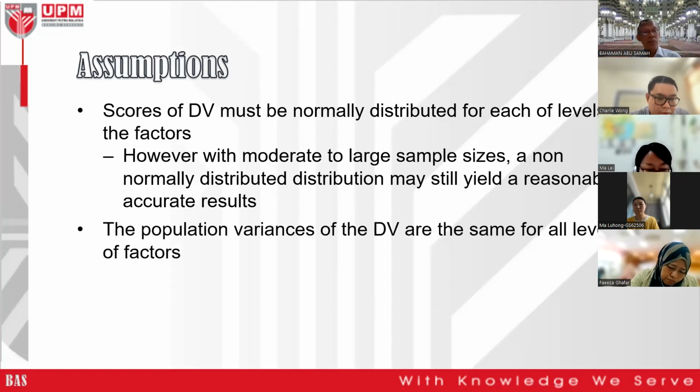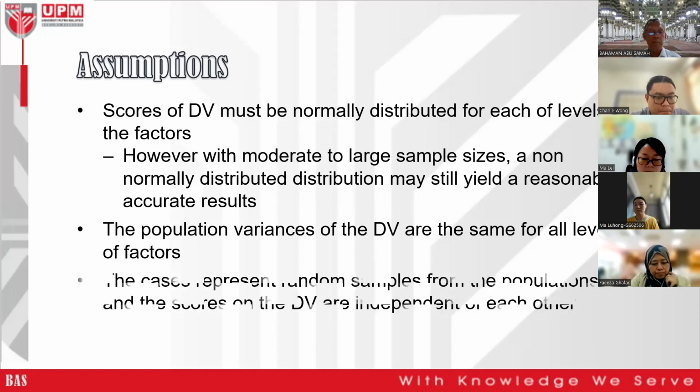Okay, the second assumption that we need to fulfill here is that the population variances for the DV are the same for all levels of the factors. I mean, we are talking about the equality of variance assumption, as we did earlier for one-way analysis of variance. The population variances for the DV are equal for all the levels of the factors.